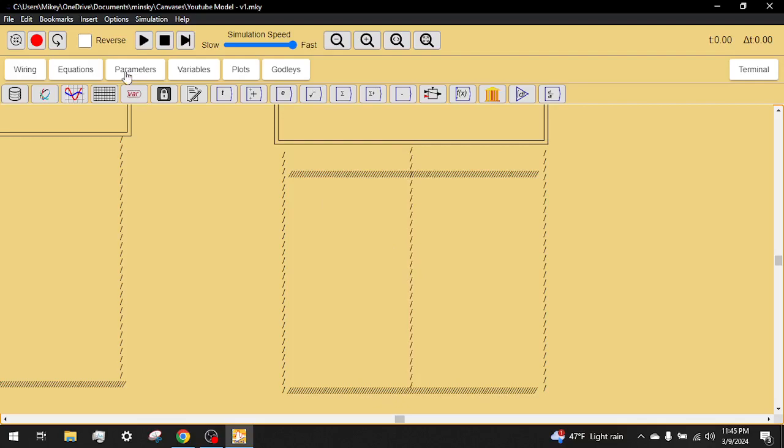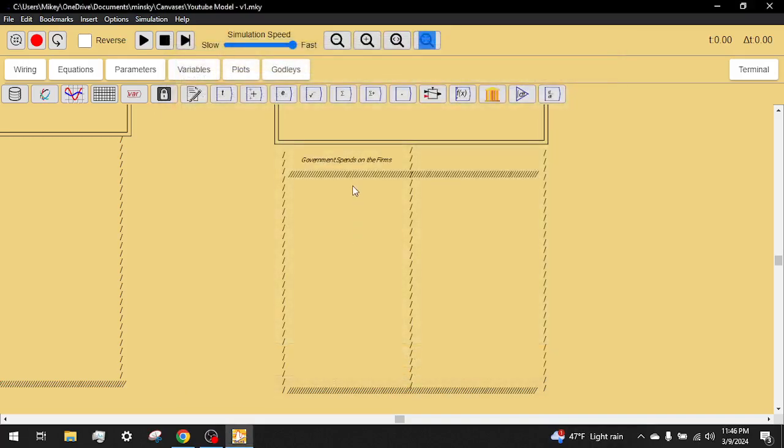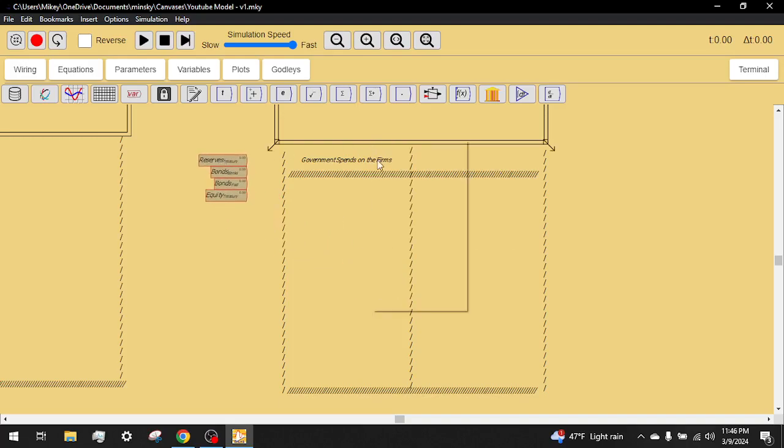All right. And we will bring in a note, and we'll define the first action, which, if we remember from the balance sheet, was that the government spends on the firms. So what I'm going to do is copy all of the stock variables from that Godley table, and I'm going to copy all the flow variables from that Godley table. Oops, copied the stock variables twice.